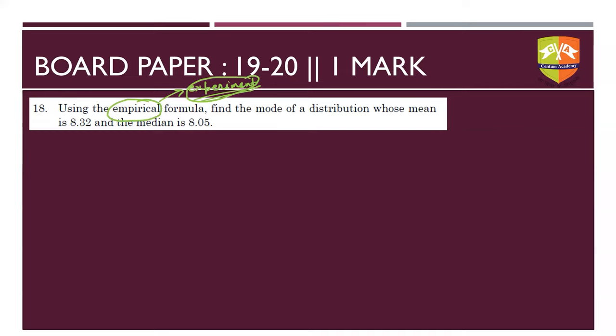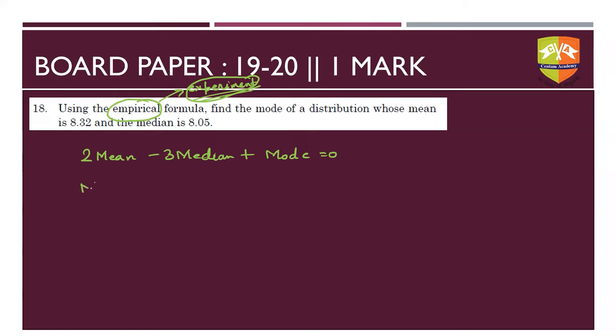So now apply it and find the value using the empirical formula. Find the mode of a distribution whose mean is 8.32 and the median is 8.05. So let's write the formula: 2 times mean minus 3 times median plus 1 times mode is equal to 0. So we have to find out the mode.